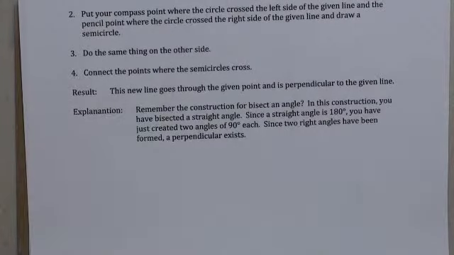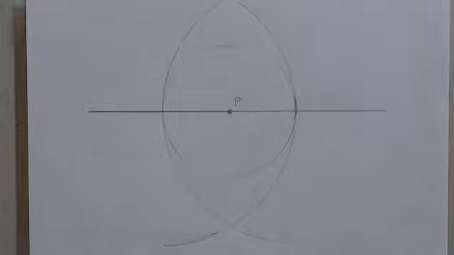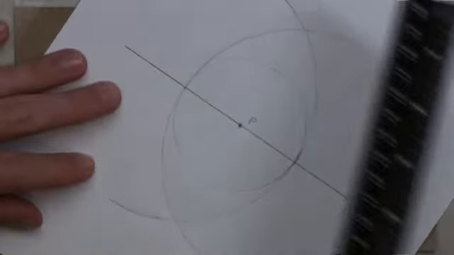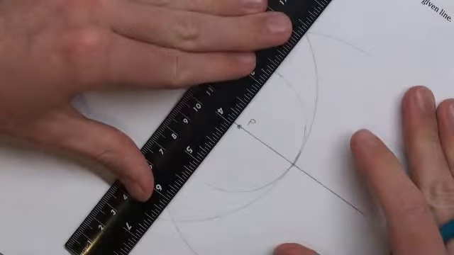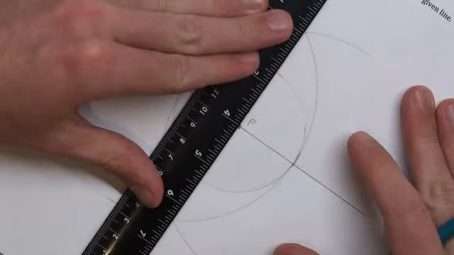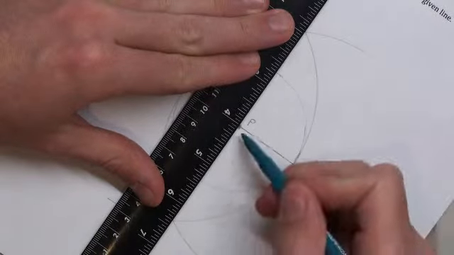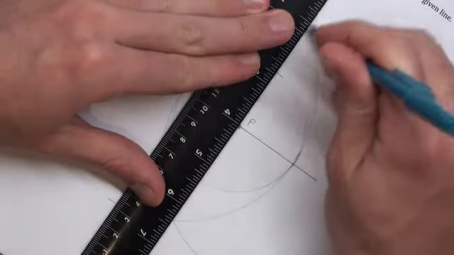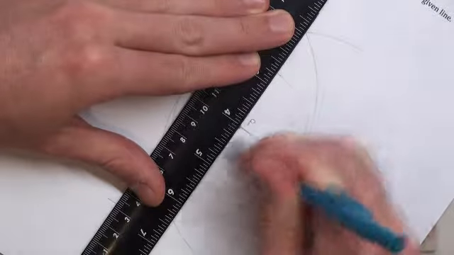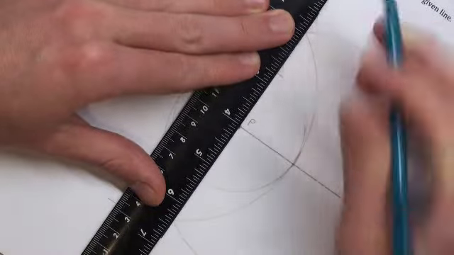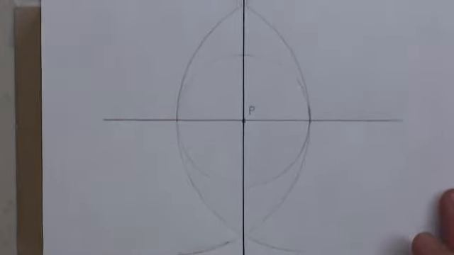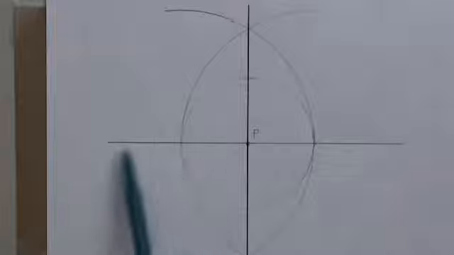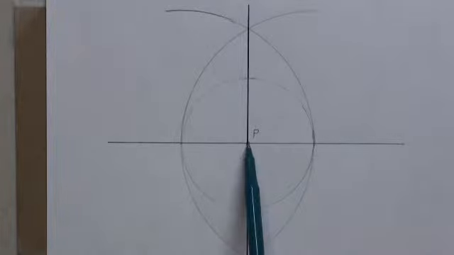Finally, connect the points where the semicircles cross, and we're going to do this in pen. So I'm going to, right where the semicircles cross, draw a line, and you should notice that the line is going to go right through the point, and that has to happen. Okay, and there you have the completed construction. That line is perpendicular to this given line, and it goes through point P, the given point.